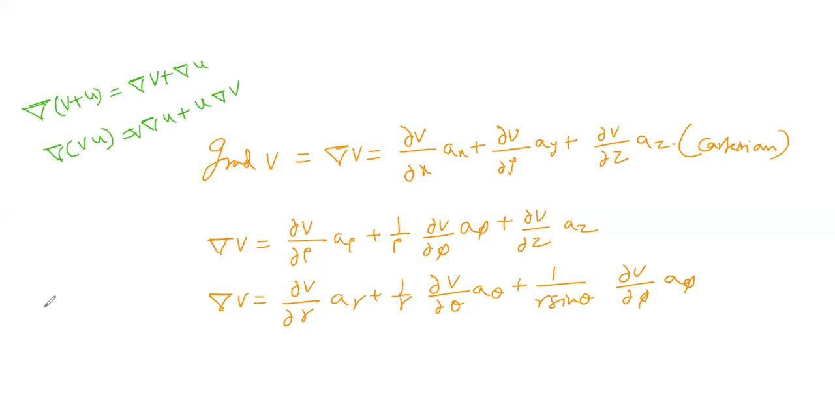If you want to see the fundamental properties of the gradient: the magnitude of del V equals the maximum rate of change in V per unit distance. Del V points in the direction of the maximum rate of change in V. Del V at any point is perpendicular to the constant V surface that passes through that particular point.